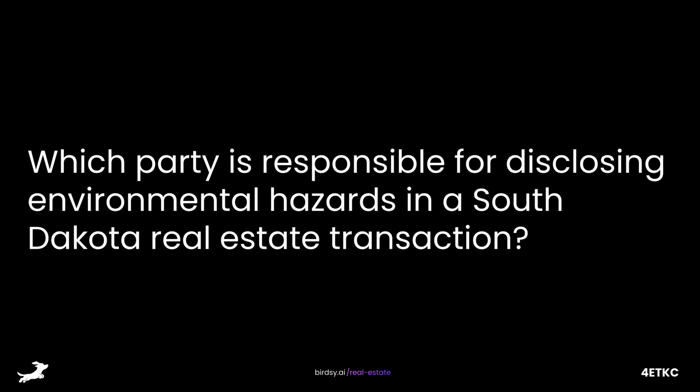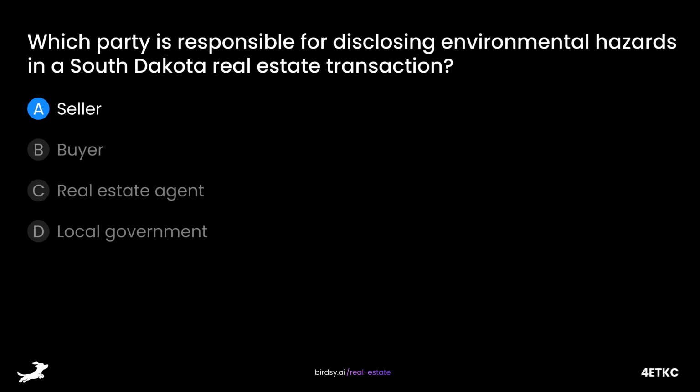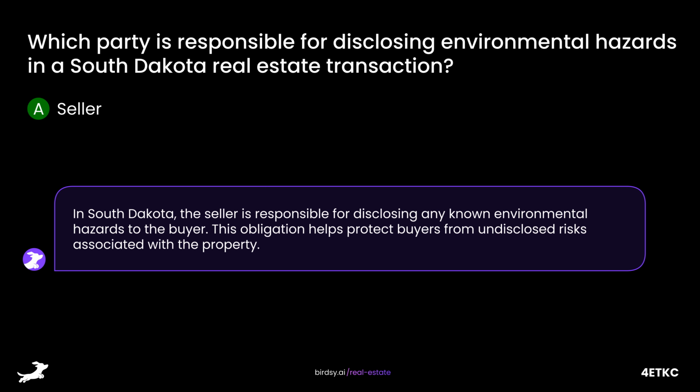Which party is responsible for disclosing environmental hazards in a South Dakota real estate transaction? Is it A, seller, B, buyer, C, real estate agent, or D, local government? The answer is A, seller. In South Dakota, the seller is responsible for disclosing any known environmental hazards to the buyer. This obligation helps protect buyers from undisclosed risks associated with the property.